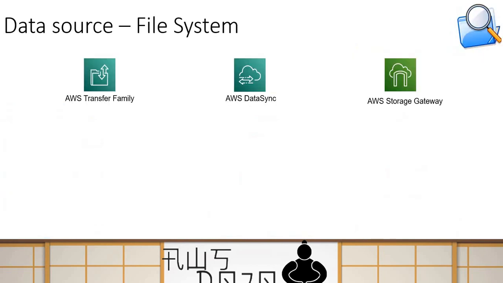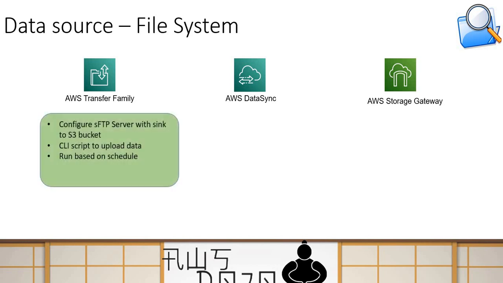So moving on from ERP, let's talk about file systems. In case of file systems, there are roughly three choices available: Transfer Family, DataSync, and Storage Gateway. In case of Transfer Family, you can configure some kind of SFTP server which has a sync to the S3 bucket, and then your data source can use some kind of command line script to upload data to the FTP server, and then the FTP server will simply dump that into the S3 bucket. Generally, this kind of ingestion happens based on a schedule.